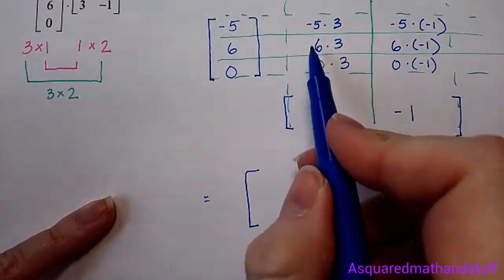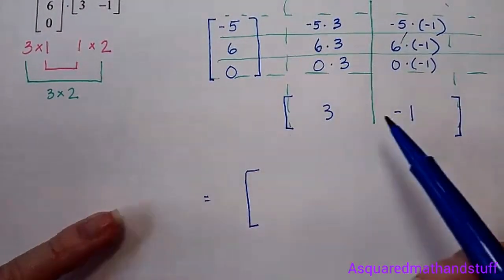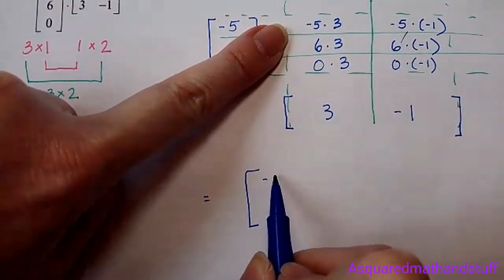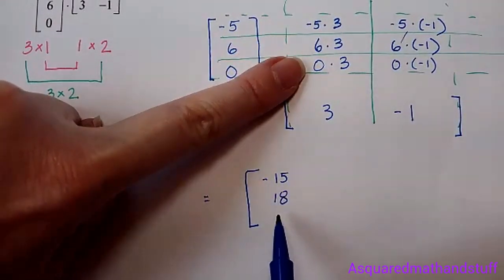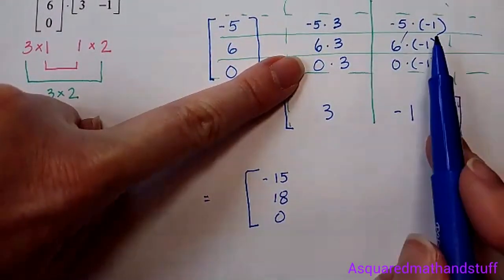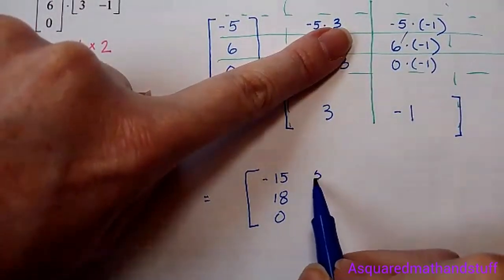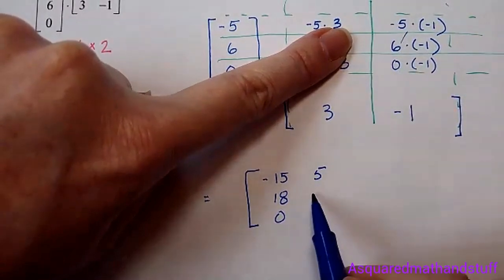We can see here that we have 3 rows and 2 columns, just like the answer says we should. So let's take a look. -5 times 3 gives us -15. 6 times 3 is 18. 0 times 3 gives us 0. Here we will have a -5 times -1 gives us +5. We'll have -6 and then 0.